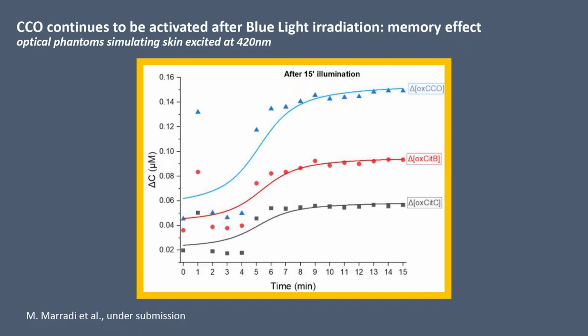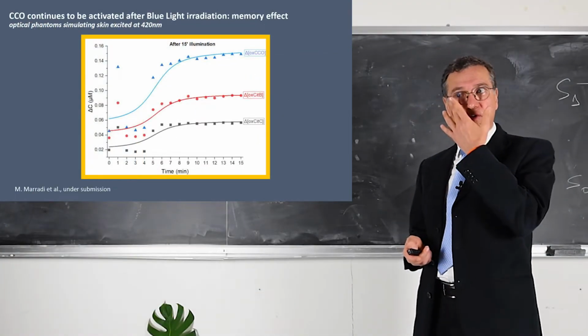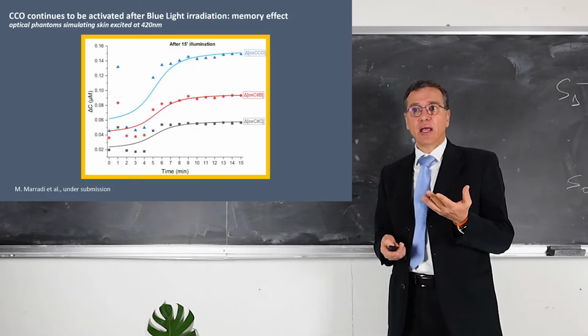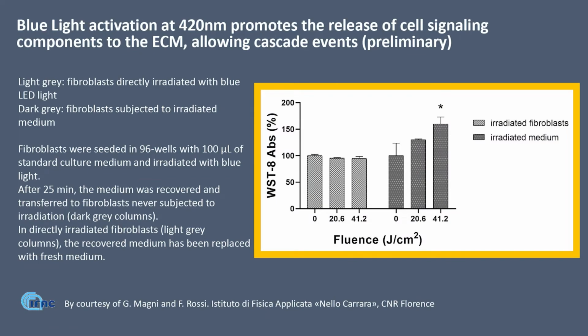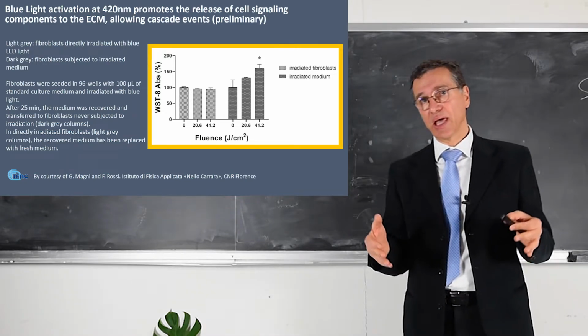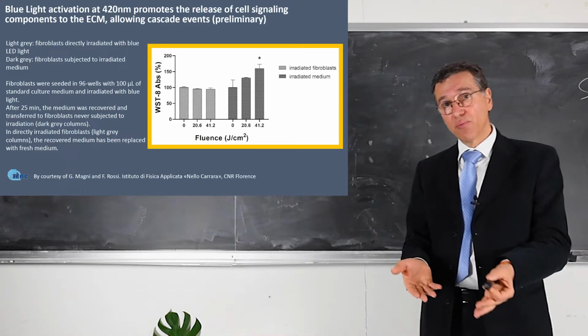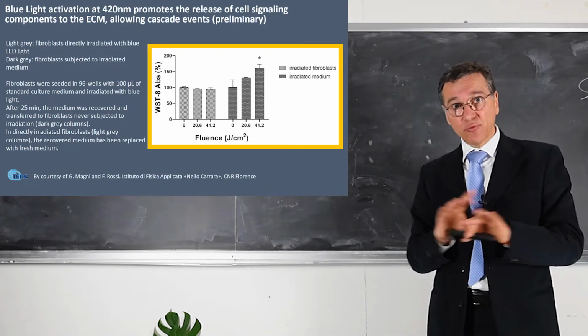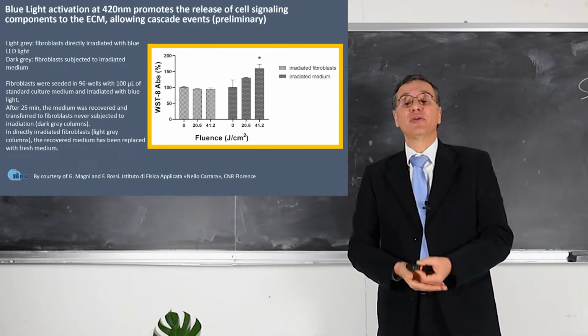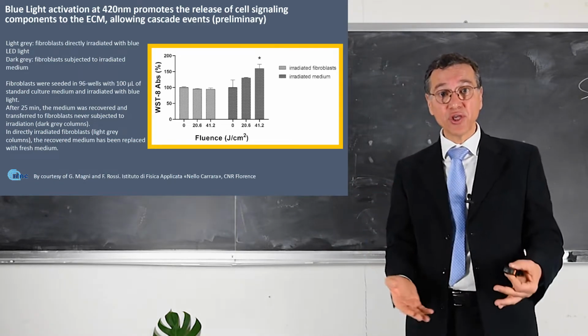But the nice thing is that when we stop irradiation with light, we see an increase of that concentration with time. So there is a sort, let me say, of memory effect. And we would like to understand that. And from preliminary measurements, we saw that this is a very interesting experiment. If we take some fibroblasts and we irradiate them with blue, then we remove the fibroblasts and we put in the medium new fibroblasts which have not been irradiated, we observe an increase in the viability and the proliferation of fibroblasts.